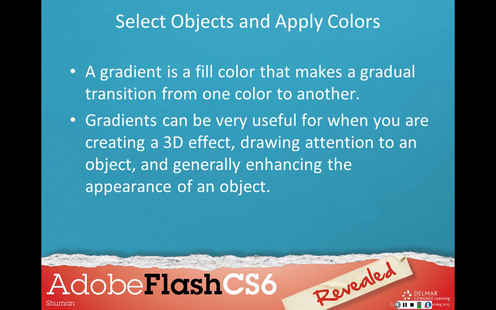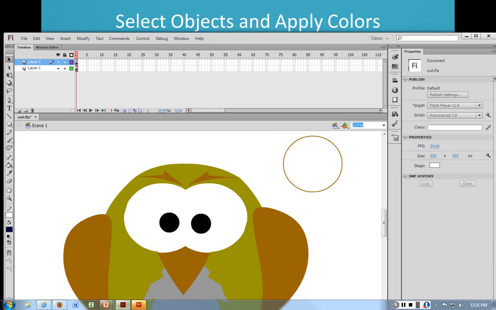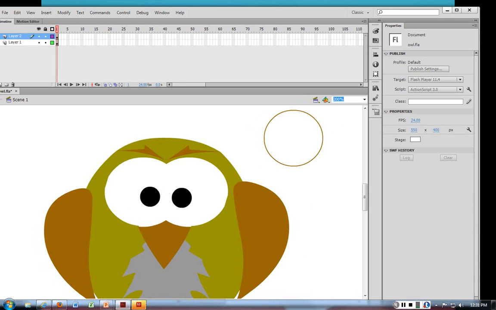So a gradient is a fill color that makes a gradual transition from one color to another. You can actually do that. We did part of that with the circle. But you can also apply them with the paint bucket. So let's see what we can do.